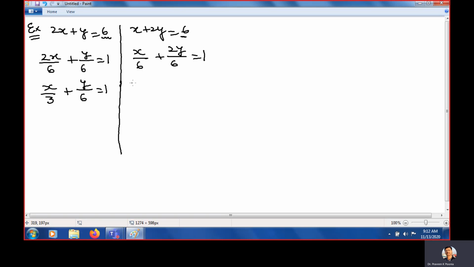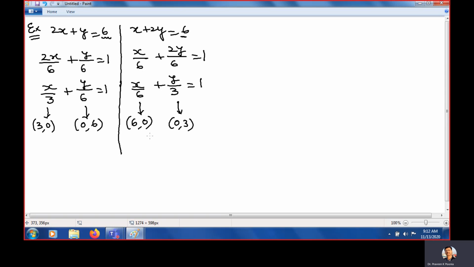And here how much? x by 6 plus y upon 2. 6 you can cancel by 2, 3. So it is 1. So if you see, this will give you 3, 0, because here it is y, so it will give you 0, 6. Here it is x, 6, 0. And here it is y, 0, 3.